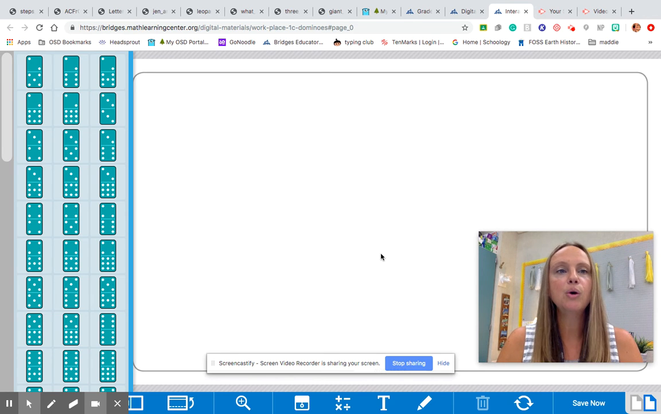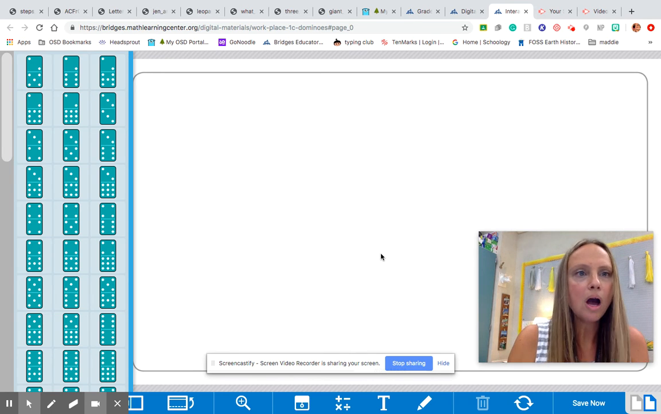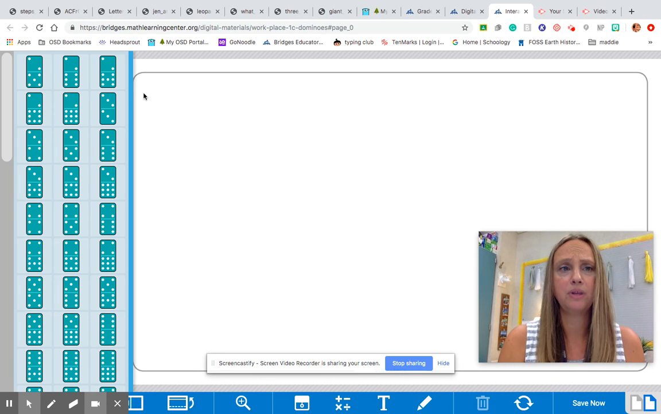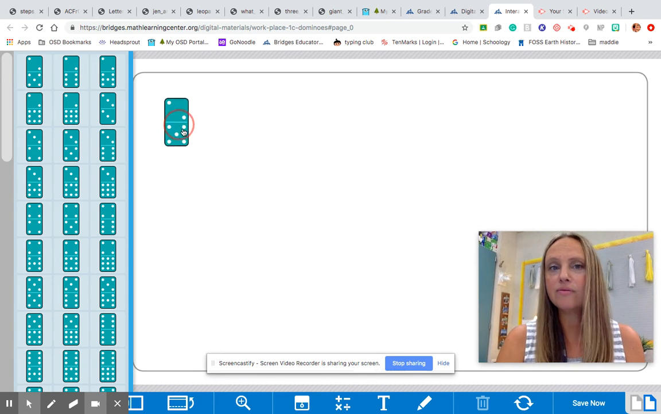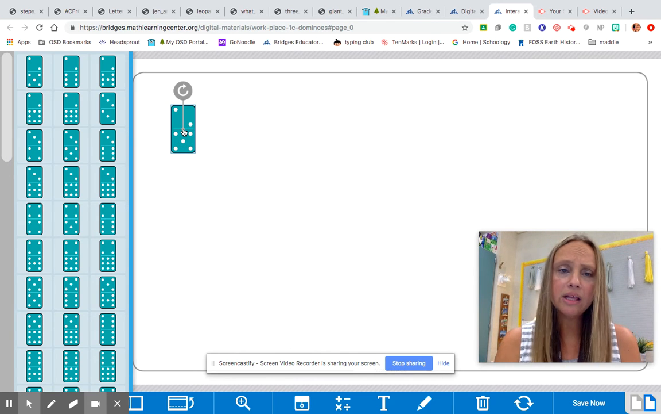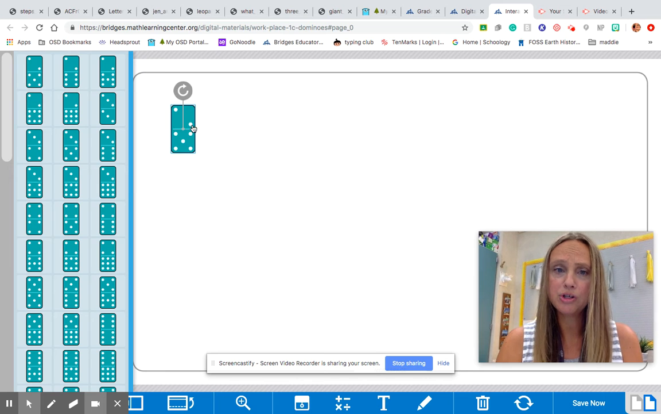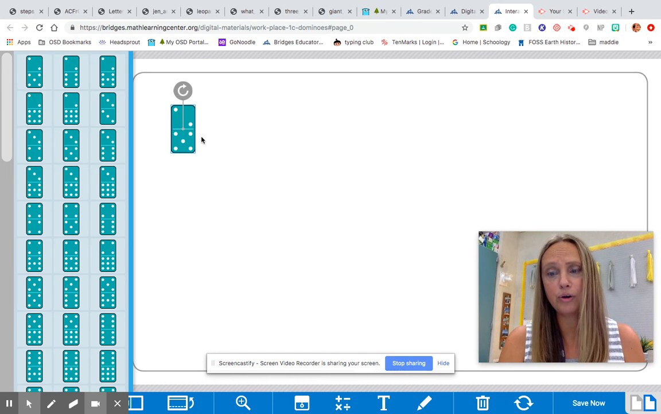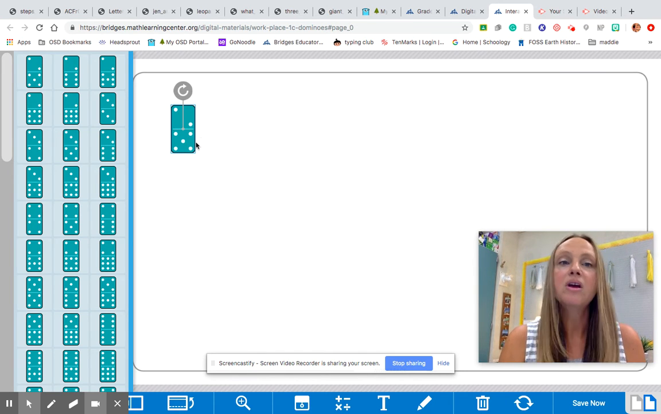Okay, so I am going to just take one randomly. I'm going to start with this one, the 2 and the 5. Okay, so when I'm counting dominoes, boys and girls, I like to count the biggest number first and then count on. That's really a lot easier than starting with the smallest number. So if you start thinking like that, that would be really a good skill for you to start using. So I'm going to say 5, 6, 7.